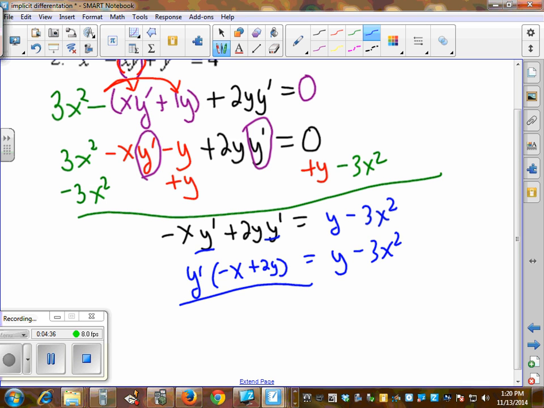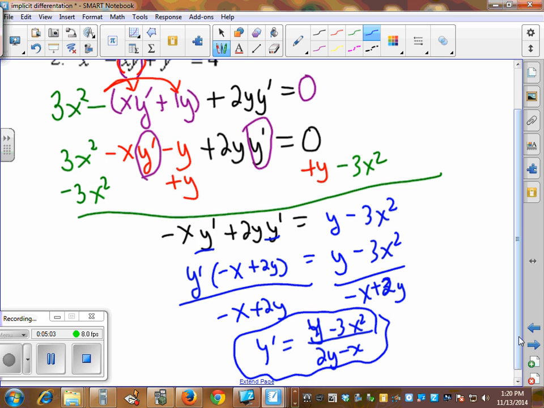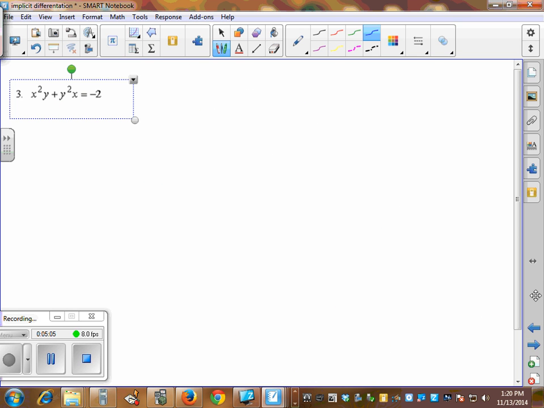Our last step, divide. So we get y' is equal to all of this. Probably on the AP they would put the positive things first, so they'd switch the order there. So that would be your answer for number 2. Number 3.